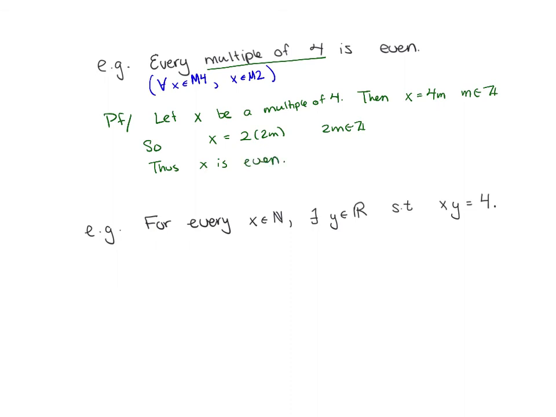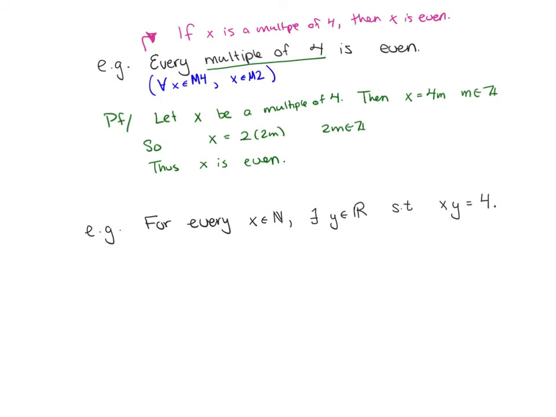Right? This feels a lot like a direct proof because this statement is logically equivalent to saying if some x is a multiple of 4, then x is even. And that's the way we think about proving it.